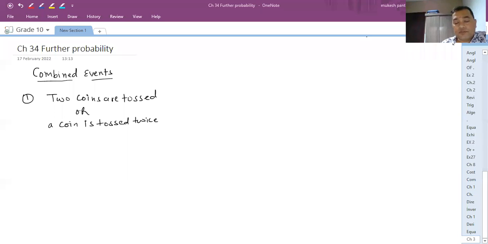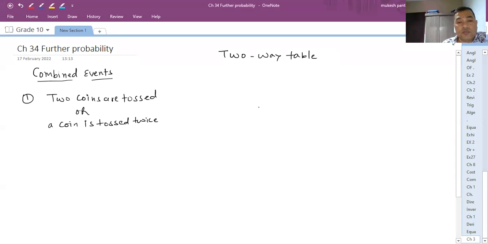Outcomes. Okay, how to collect all the outcomes of combined events. This is an example: two coins are tossed together, or a coin is tossed twice. We have two methods here: one is the two-way table and another is the tree diagram. First of all, we are going to discuss the two-way table.